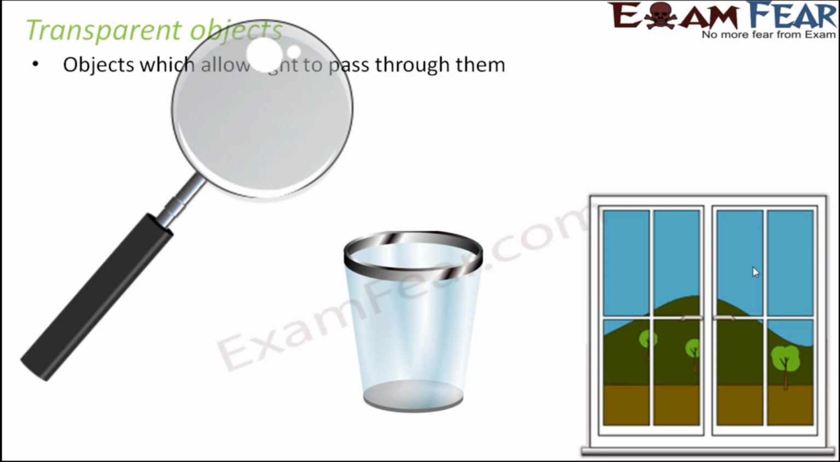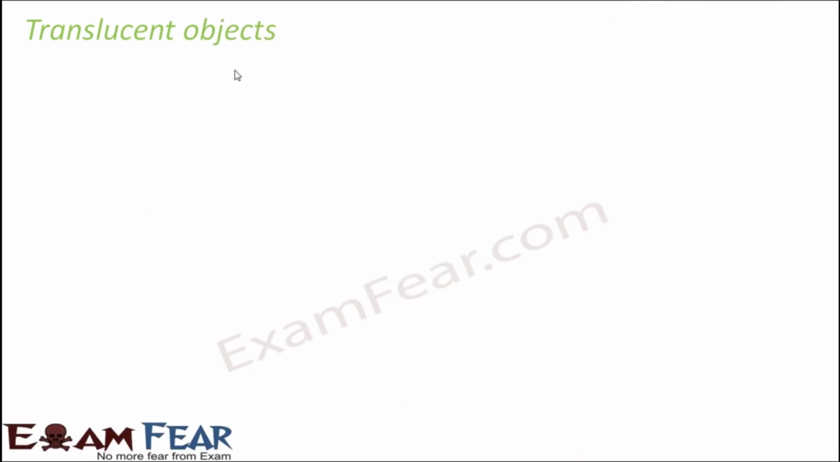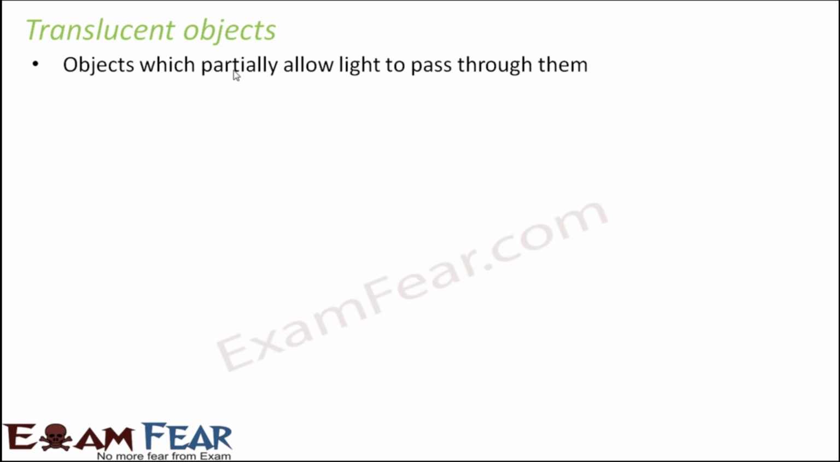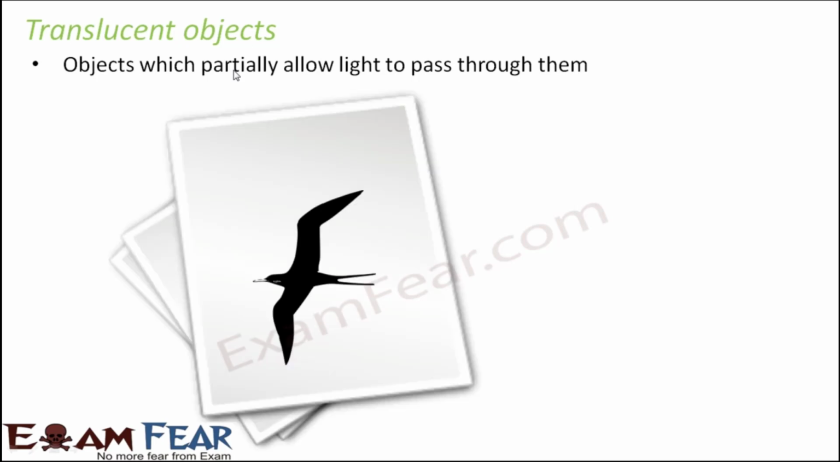So transparent objects here, if you look at this magnifying glass, this is also transparent, and that is why you are able to see through it. When it comes to translucent objects, these are those objects which partially allow light to pass through them. So not completely, but at least to some extent, and that is why we will not be able to see objects clearly through translucent objects.